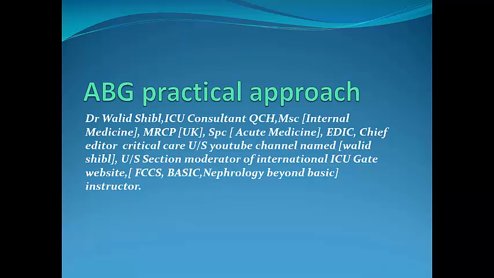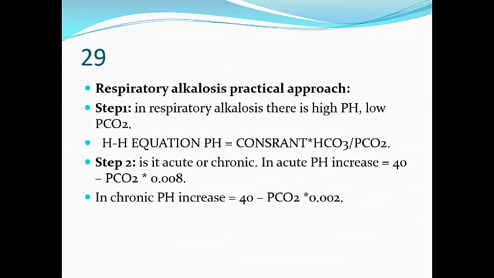Today, we'll talk about the fourth part of our lectures, ABG practical approach. Today, we'll talk about respiratory alkalosis step-by-step approach. First step, as all of you know now, pH equals a constant multiplied by bicarb over PCO2. So, in respiratory alkalosis, you will find low PCO2 and high pH.